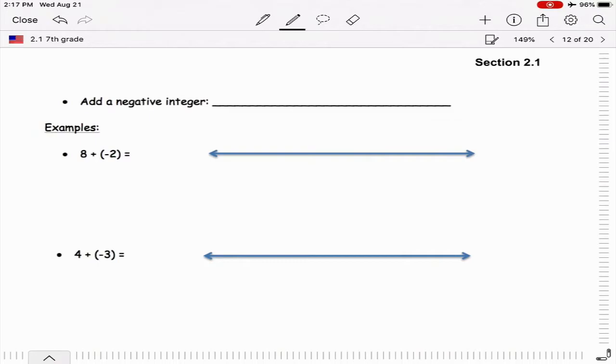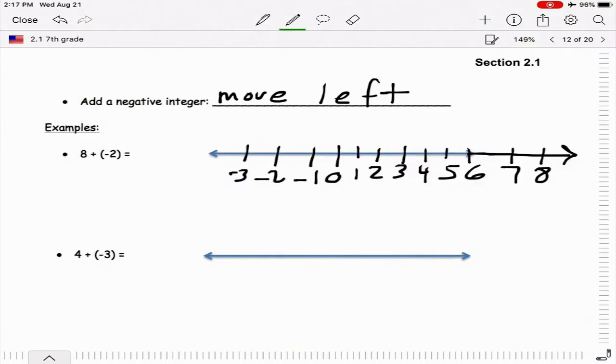Add a negative integer, you're going to move left, right? Positive 8 plus negative 2. We have to graph it first. So I'll graph the positive 8, and then I'm going to add negative 2. That means I'm going to move it 2 spaces to the left. 1, 2. And my answer is 6.